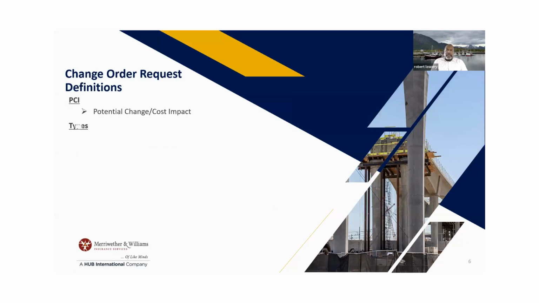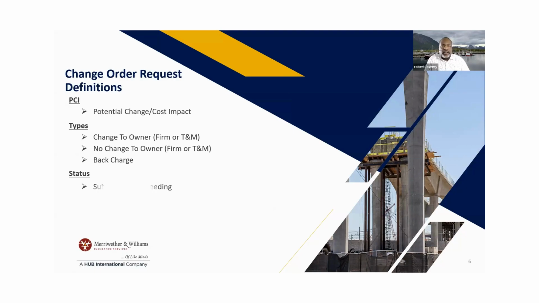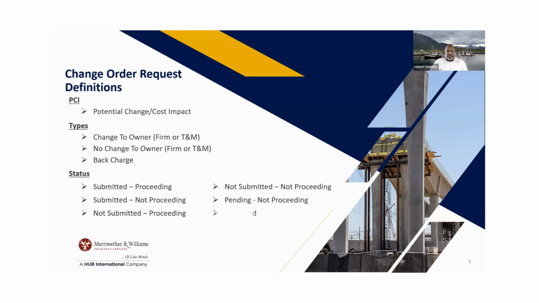Okay, so we're going to go into some definitions here that are used throughout the industry. One of the definitions, PCI, is a potential change or potential cost impact. So whenever you hear the word PCI, that's what it stands for, potential change or potential cost impact. And that is where you're going to identify that change in cost as a ROM, because you're going to identify it right away. So you're going to create your PCI. This is kind of for your internal tracking.